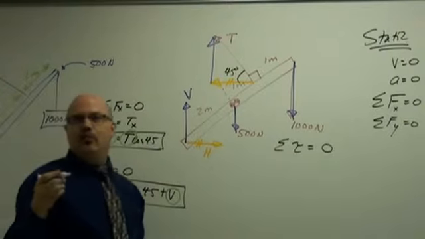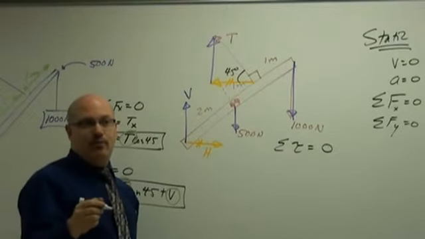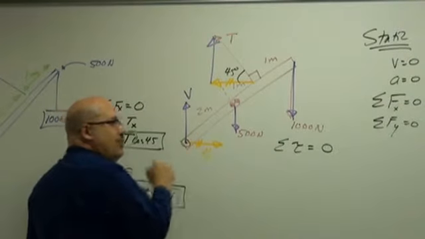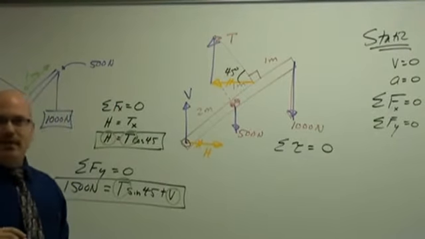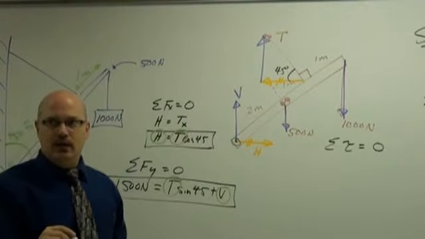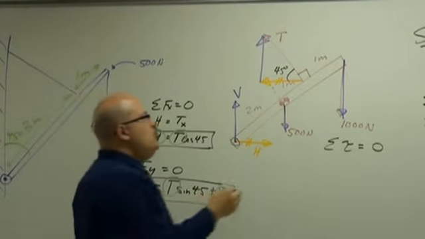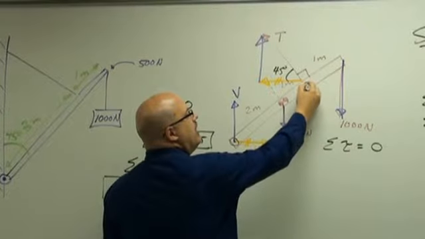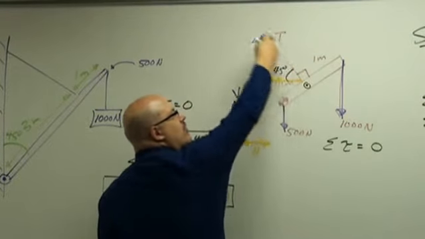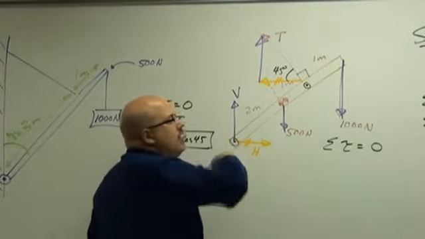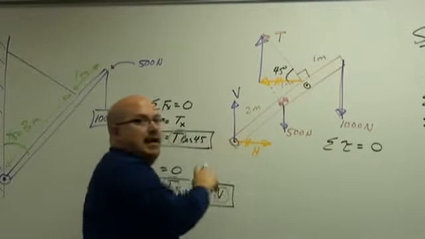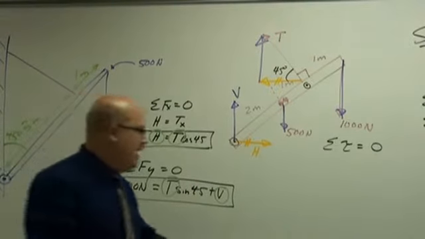Where would be some really good places to pick the pivot point? The end. The actual pivot point is the one most people are at. Has anybody said a different point? The top. You could choose this point if you wanted. If you chose that point, we would eliminate the torque from this one, right? But we'd still have these two torques, and these two torques are going to be at angles, which is going to make it really messy, right?